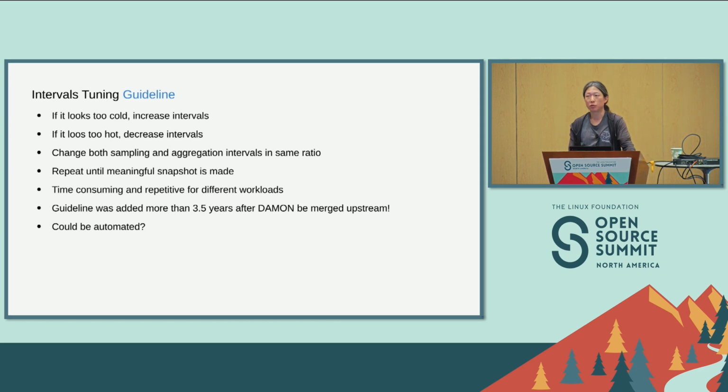Nevertheless, this is, of course, time-consuming and repetitive for different workloads. And even though you find the optimum sampling and aggregation intervals for your workload right now, who knows if they will still be optimum one year later. Anyway, this guideline was added more than 3.5 years after DAMON was merged upstream. I admit my mistake. I'm sorry about that. But anyway, I'm trying. And I was thinking that the guideline is not very difficult, so maybe we can automate it.